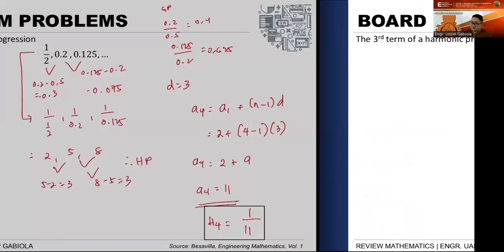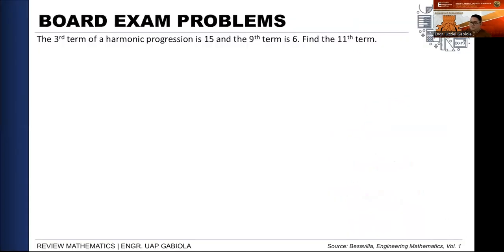Next. The third term of a harmonic progression is 15, and the ninth term is 6. Find the 11th term. Okay? So, yung third term daw natin is equivalent to 15. And yung ating ninth term is equals to 6, no? Pinapahanap is si H11.